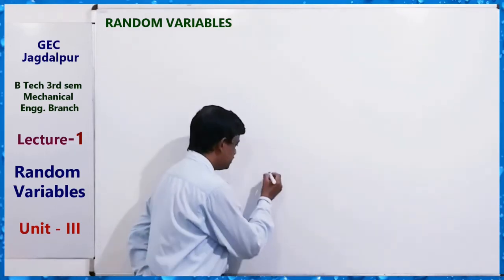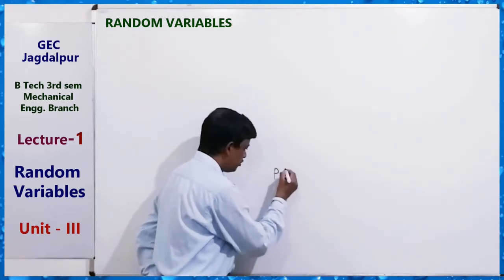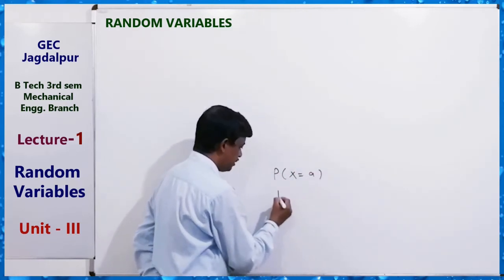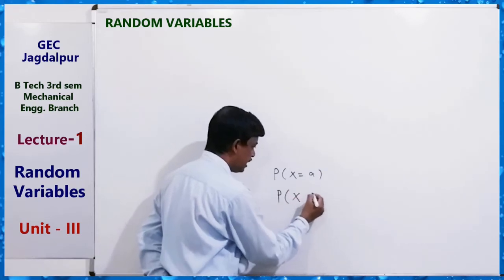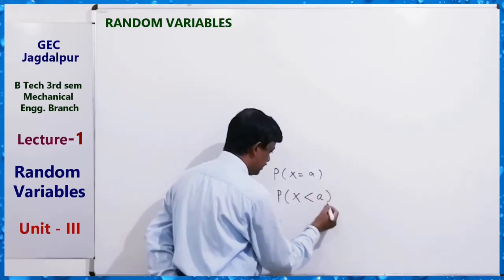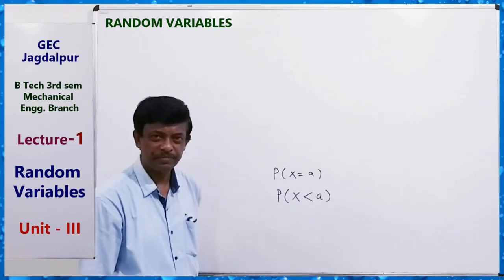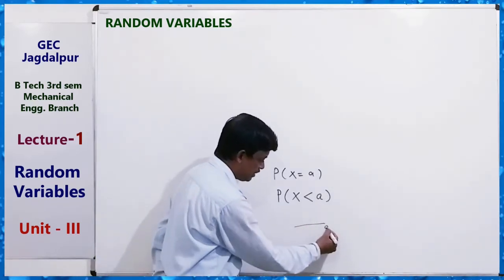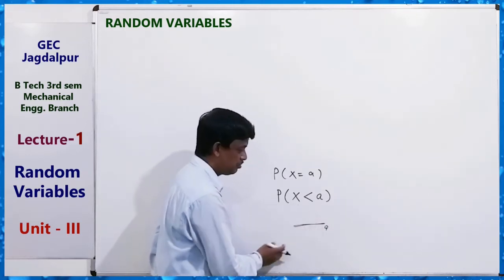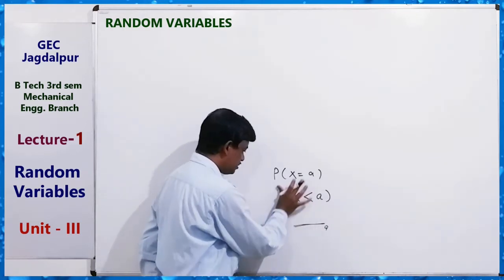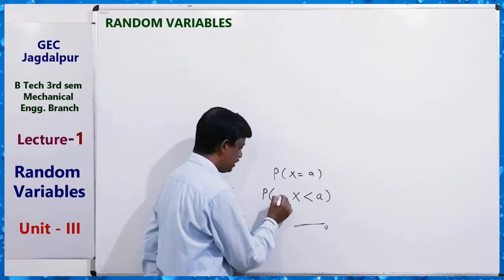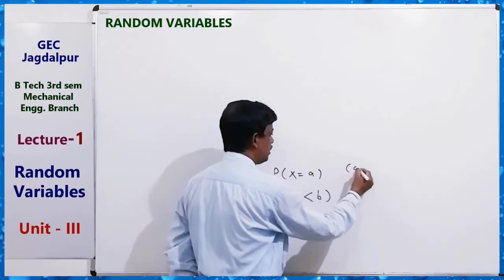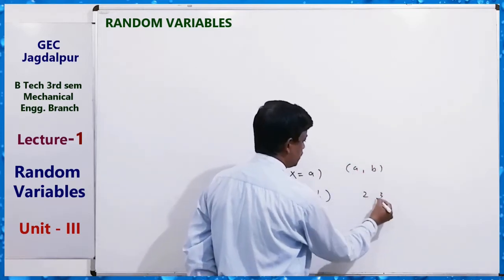Generally, just like this, we can consider the probability of x equals a. Now, if we write x is less than a, that means continuous values less than a. If we write P of x between a and b, that means the interval a to b, two numbers, suppose 2, 3.